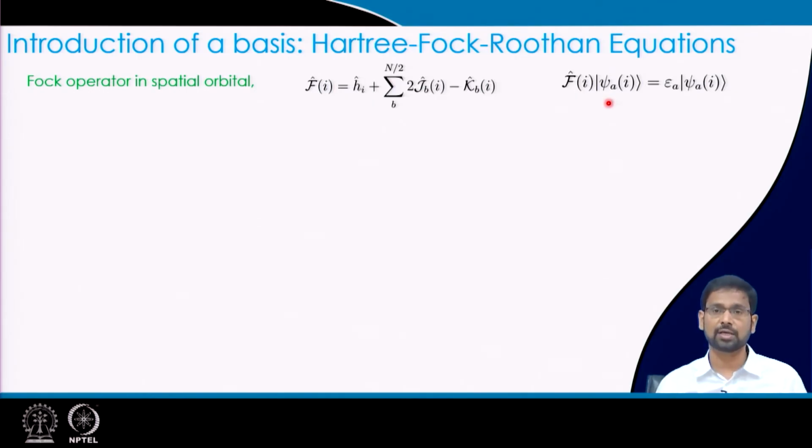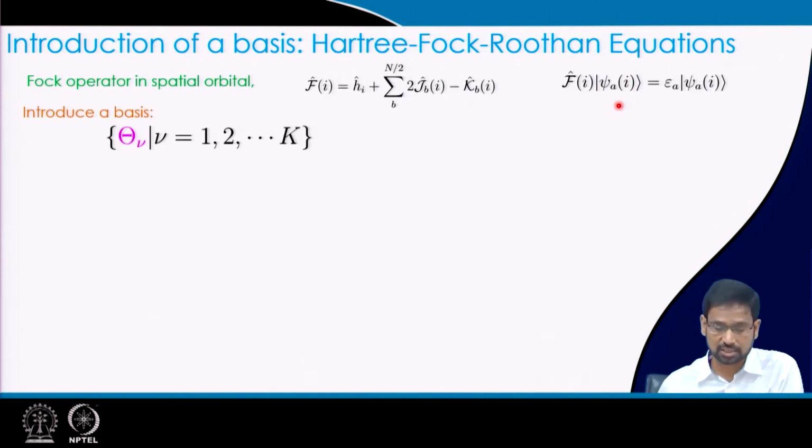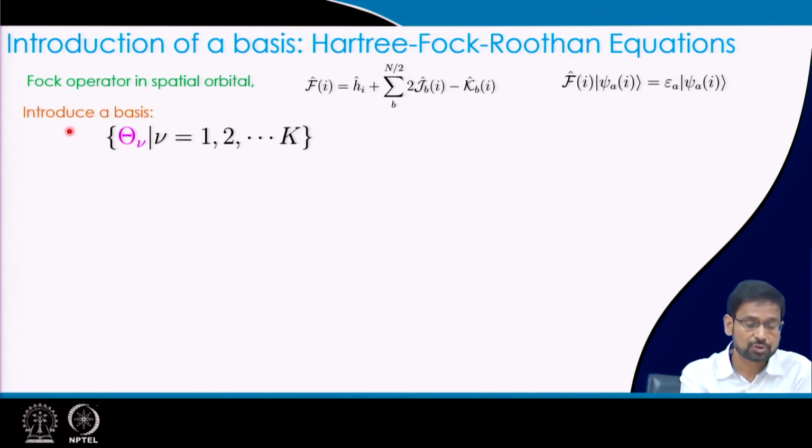Now what Roothan suggested is this: we have got this psi a, the spatial orbitals. Let us start calling these spatial orbitals molecular orbitals, or atomic orbitals if the system is an atom. These molecular orbitals we can describe as a linear combination of some standard basis functions. So Roothan's idea was to introduce a basis. Let us call these theta nu, where nu goes from 1 to k.